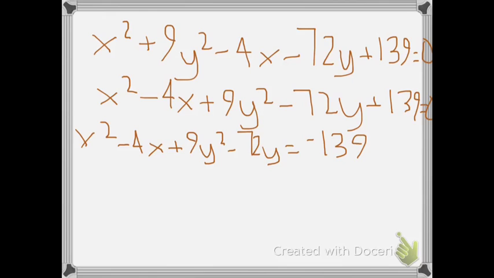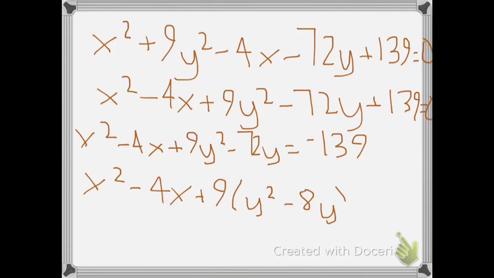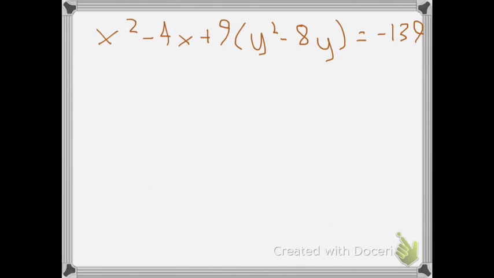Next, we're going to factor out a 9 from the y's. And we're left with the equation x squared minus 4x plus 9 quantity y squared minus 8y equals negative 139. Our next step is to complete the square. So what we must do is factor both equations.